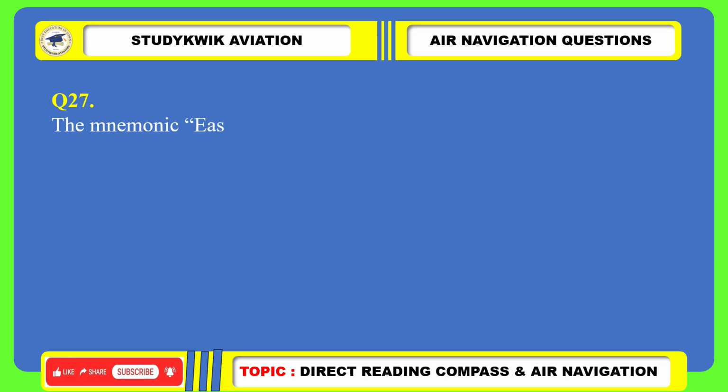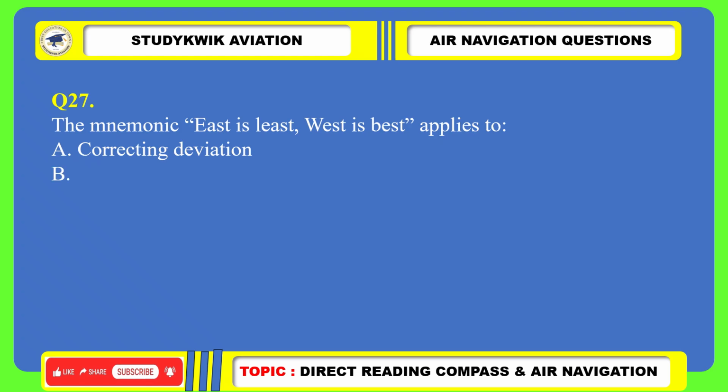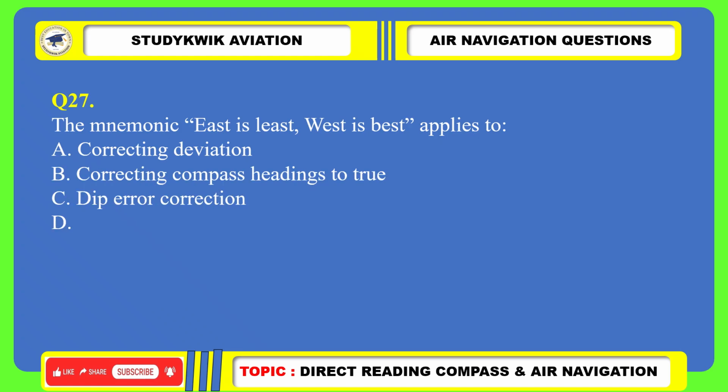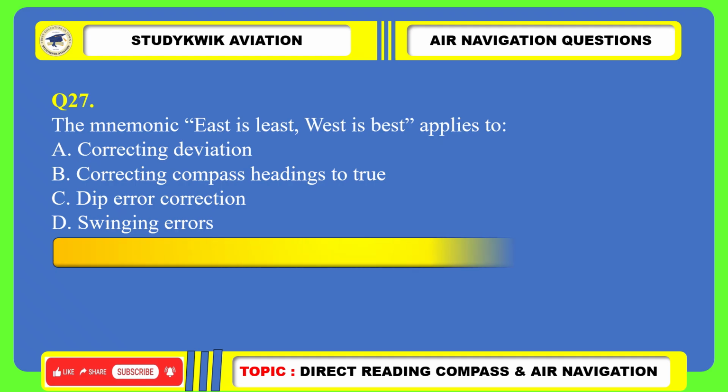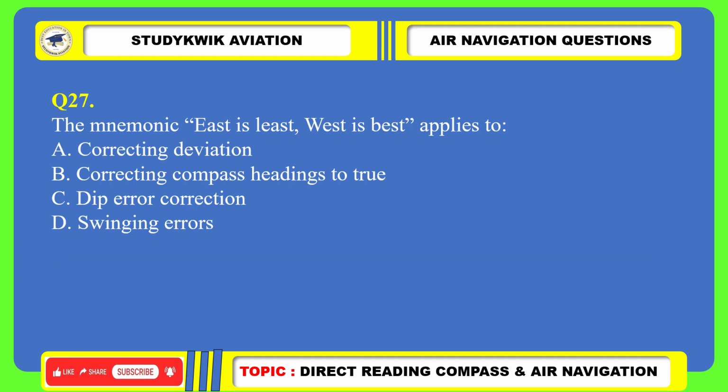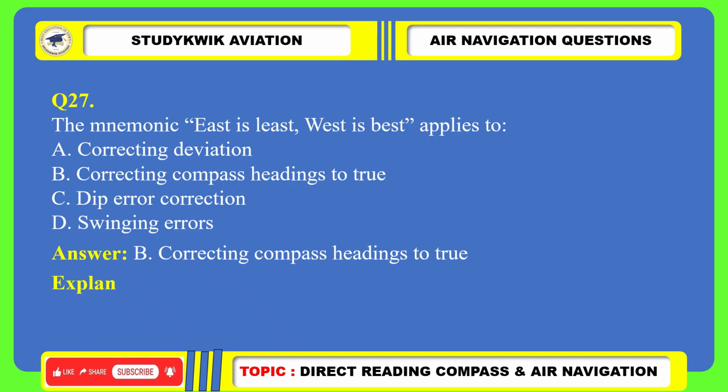Question 27. The mnemonic east is least, west is best applies to correcting deviation, correcting compass headings to true, dip error correction, swinging errors. The correct answer is B. Correcting compass headings to true. Variation east is subtracted and variation west is added.